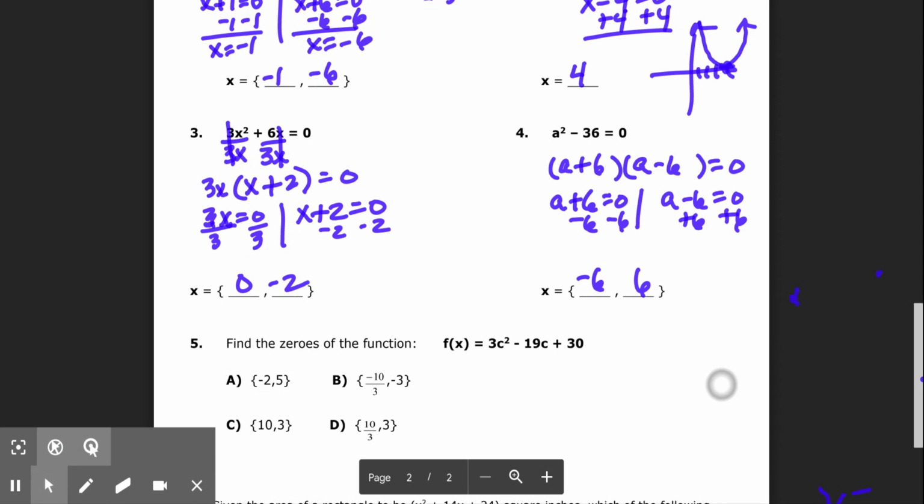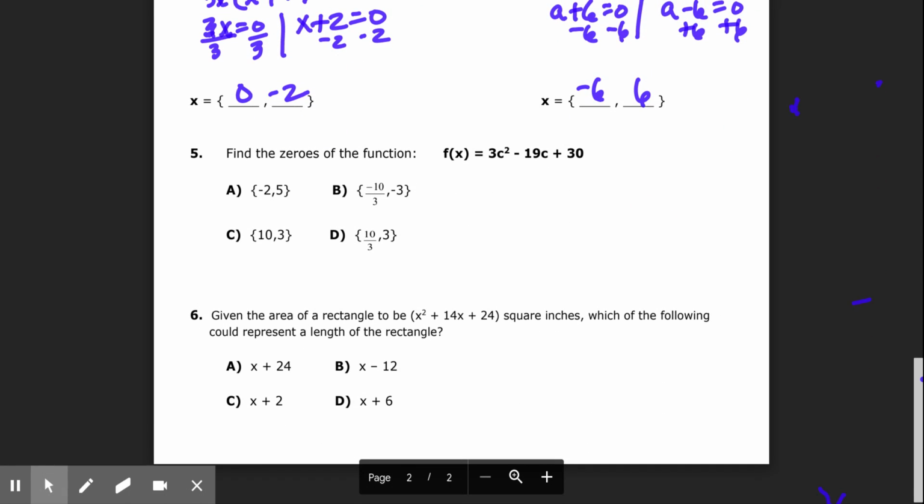All right, let's take a look at problem 5 and 6. Find the zeros of the function. Okay, so I can't factor anything out of all 3 terms. And I've noticed that the last term, the 30, that is a composite number. So I think I'm going to go ahead and try the bottoms up method.